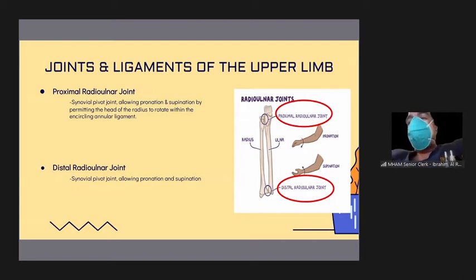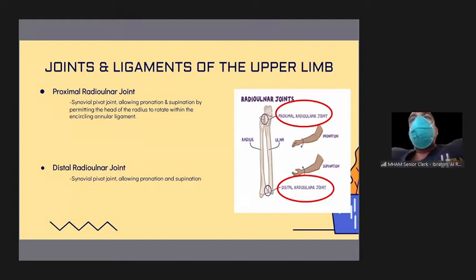Also, another joint in the upper limb is the proximal radio-ulnar joint. As I mentioned a while ago, this is part of your elbow joint also. It is a contributing joint. So this is a synovial pivot joint, in which the head of the radius articulates with the radial notch of the ulna and allows the movement of pronation and supination by permitting the head of the radius to rotate within the encircling annular ligament.